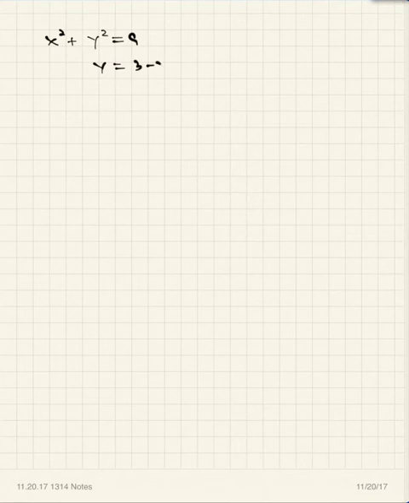Now the reason why I can use elimination is this: there are like terms between these two equations. So since there are like terms, elimination may work.